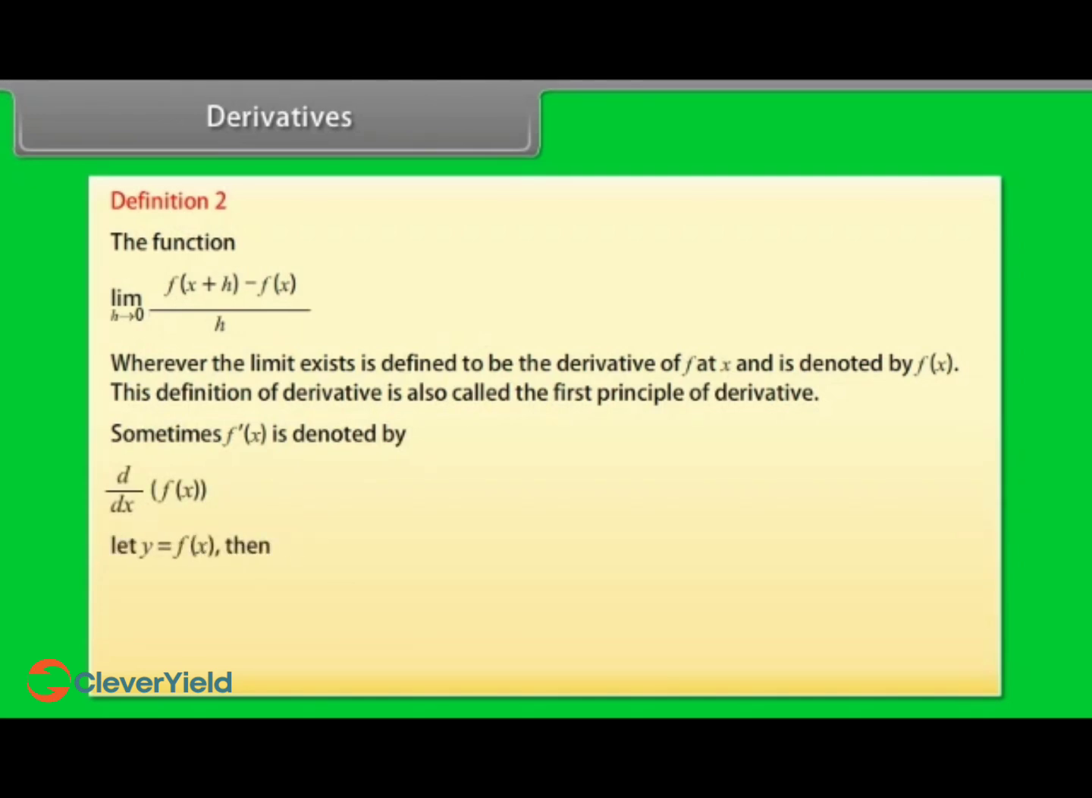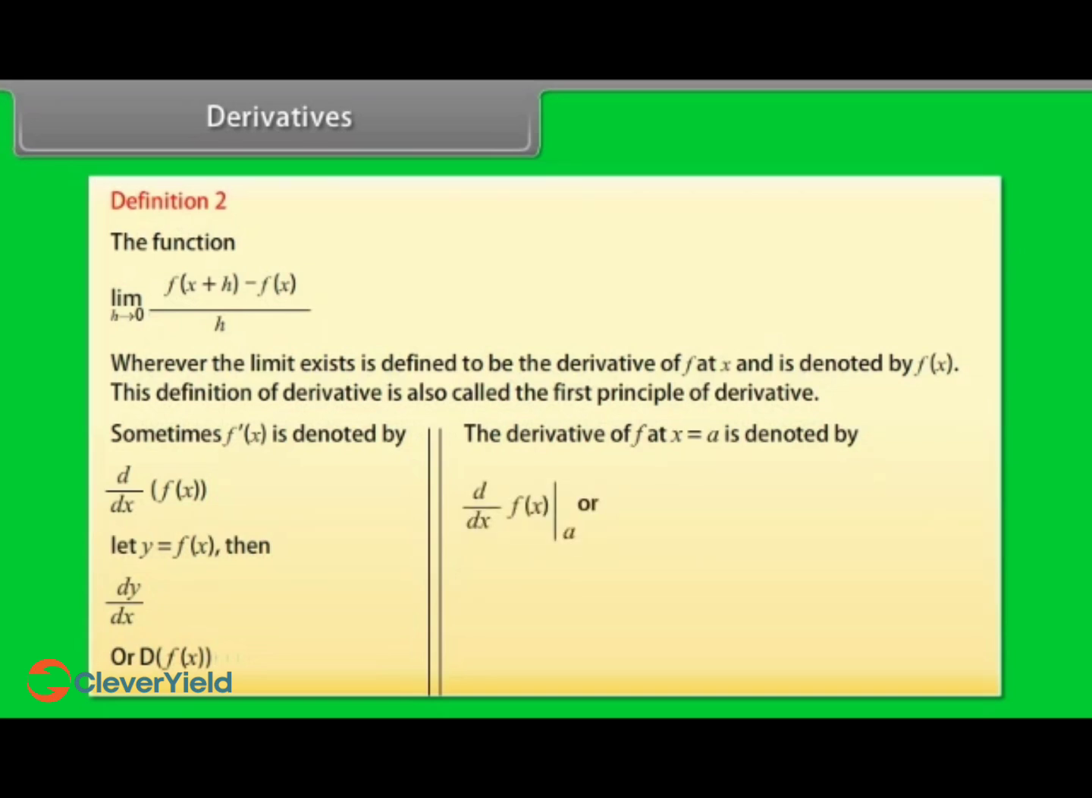Let y is equal to f of x, then d by dx of y, or capital D of f of x. The derivative of f at x equal to a is denoted by d by dx of f of x at x is equal to a.